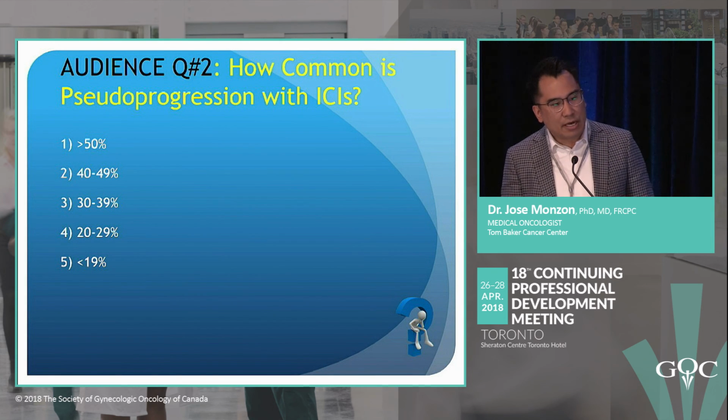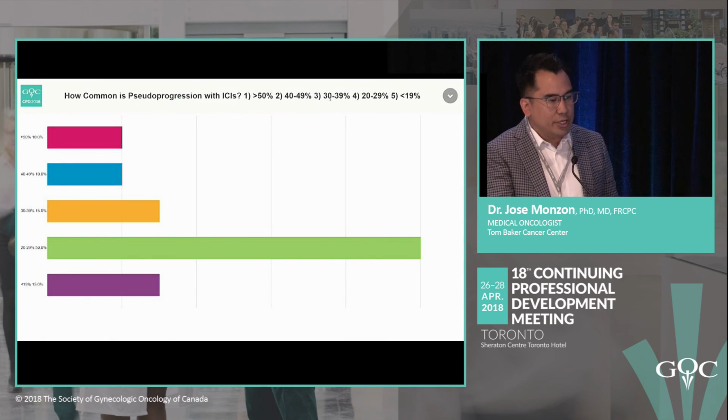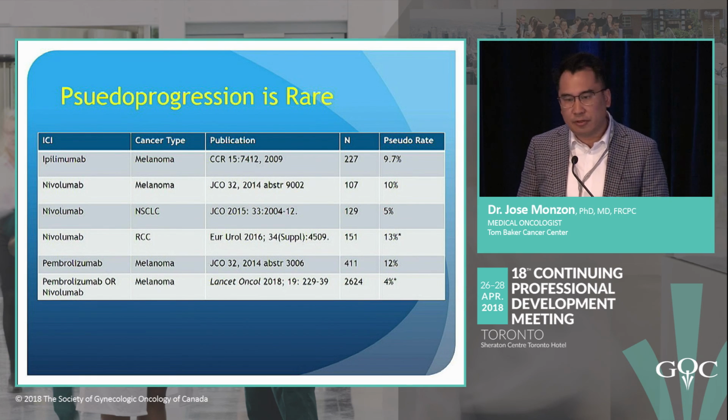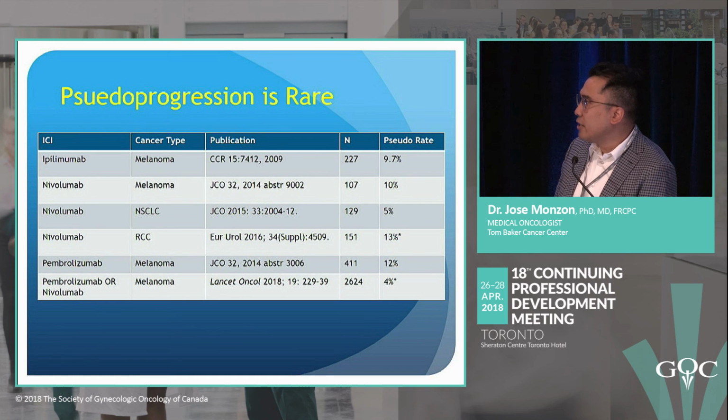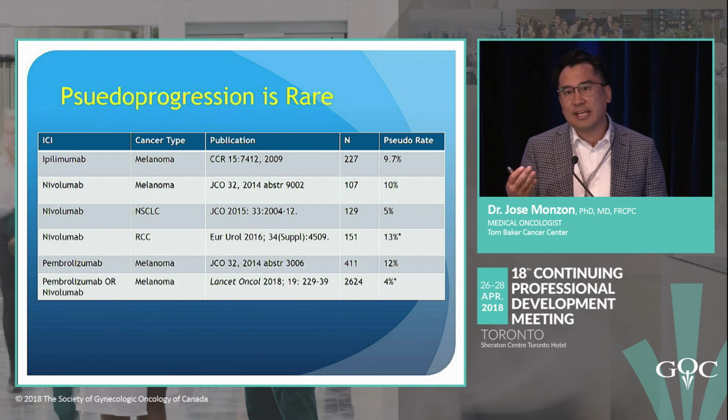So this second question, how common is pseudoprogression with immune checkpoint inhibitors? So very close, 20 to 29% was the top answer. But the true answer is actually less than 19%. So it's quite rare. I scoured a few trials with ipilimumab, PD-1 inhibitors, and also a variety of cancer types, melanoma, non-small cell lung cancer, renal cell, and all of them were below this 15% rate. So at least if you have someone with pseudoprogression, and you're worried that you don't know whether it's true progression, you can at least take comfort in knowing that it's rare.